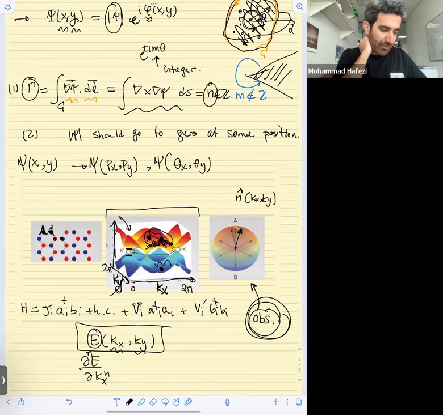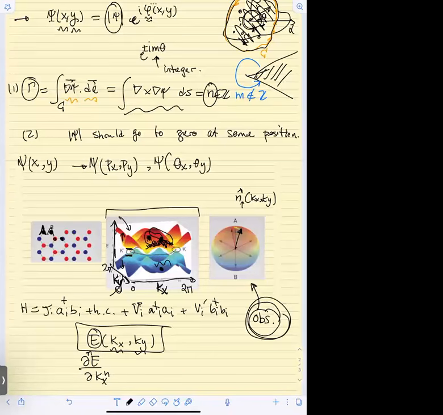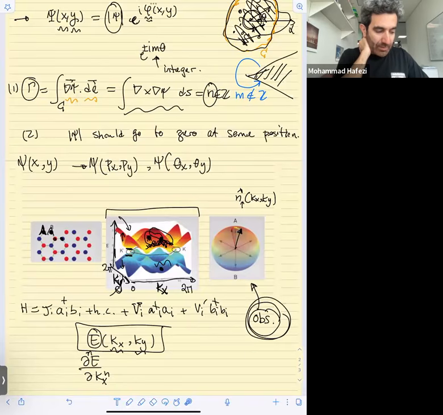So for any value of kx and ky, and also the band. So I have, let's say, the top band and the bottom. So this alpha can be alpha up or alpha down. Very good? Good. Okay. So now when I go and change kx and ky, this unit vector can start to move.